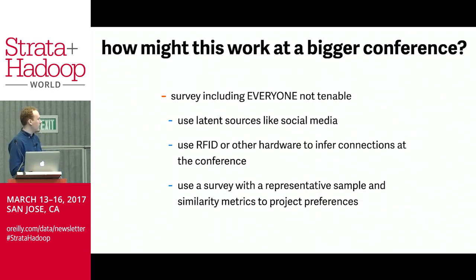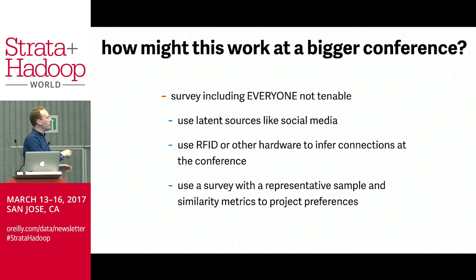So I feel obligated to talk about how this might work at some place like Strata, where you have not 50 people, but 1,500. So we can't obviously survey everybody, right? You can't just go, I mean, I guess we could, but I don't know if anyone would come if they had to fill out 1,500 people and say who they knew. But we could probably pull in some information like from social media or from the RFID stuff that's in your badges if you went last year, right? Maybe you don't know about that. You should read the back of your badge.